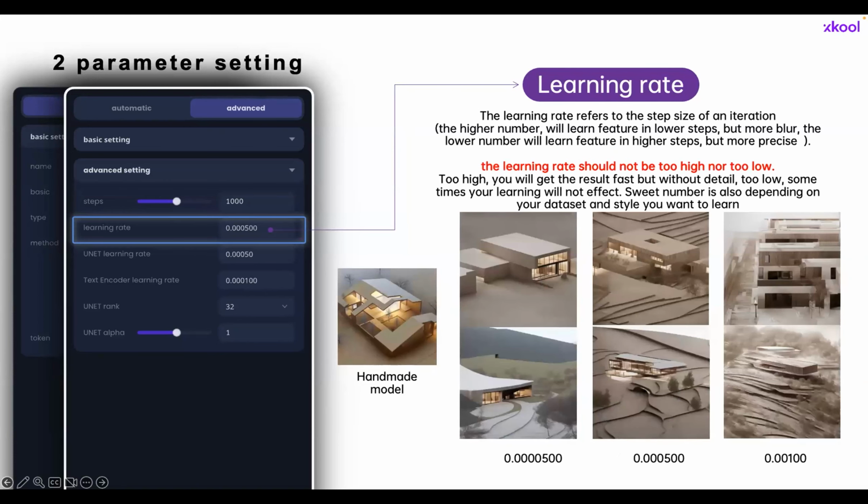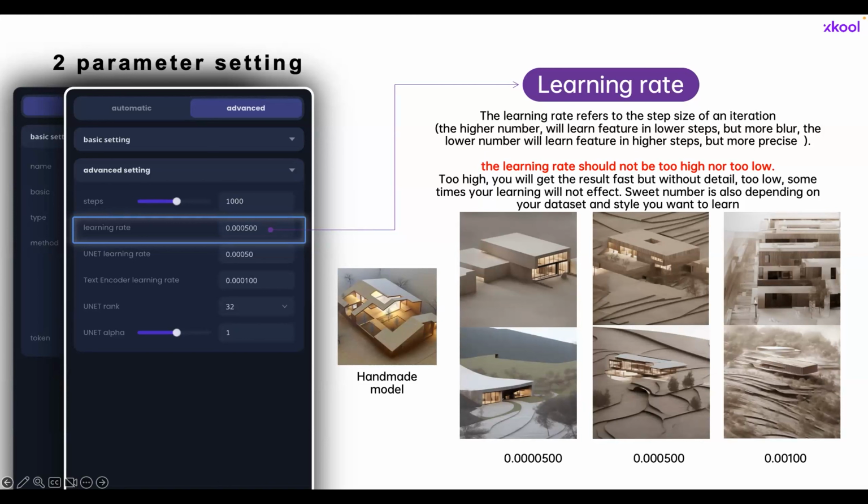And the second one is learning rate. The learning rate is quite similar to the steps. It refers to the step size of an iteration. A higher number will learn features in fewer steps, but more blurry. A lower number will learn the features in more steps, but more precise. It's like the training steps. It should not be too high or too low.